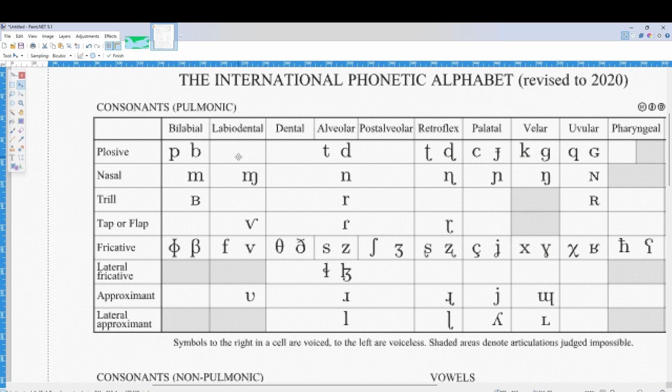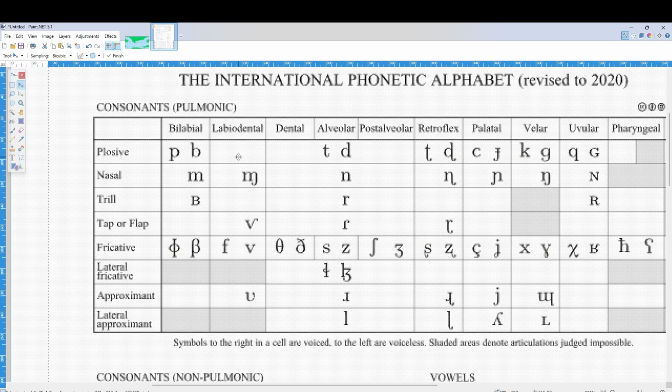Then we have the velar. You put the base of your tongue behind the palate, like the softer part, like ka, ga, nga. Then we have the uvular sounds, where the back of your tongue hits your uvula, the little dangly flap of skin, as in ka, ga, nga, ha.